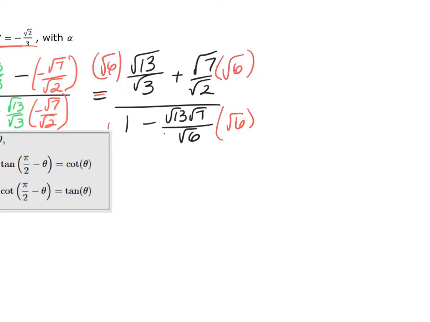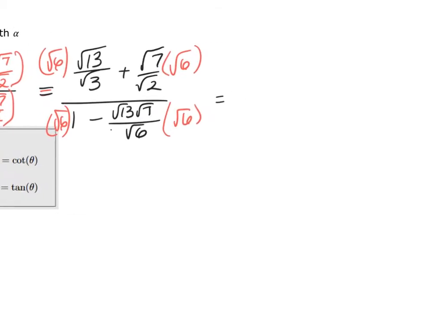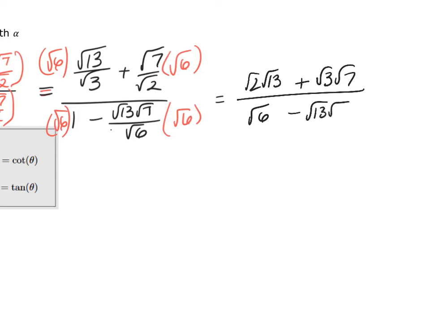I know I'm running out of time, and I apologize, and I appreciate your time here. So when I do that, my square root of 6 and square root of 3 reduce to the square root of 2, square root of 13, plus the square root of 3, square root of 7, over the square root of 6 minus square root of 13, square root of 7. And then you would actually do that multiplication, which I don't have time to do, but then you would actually do the multiplication through. And that would be your final answer.